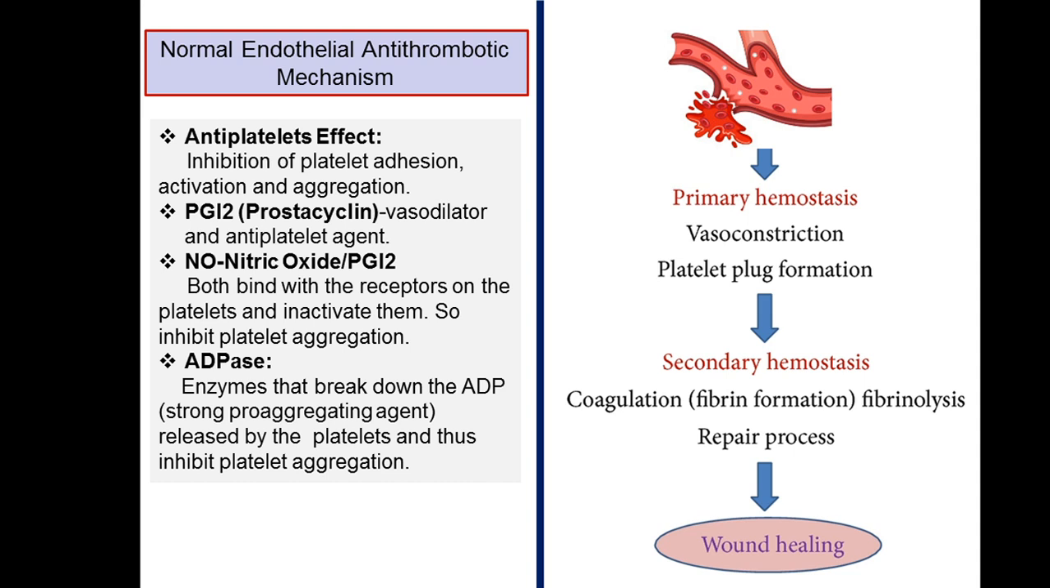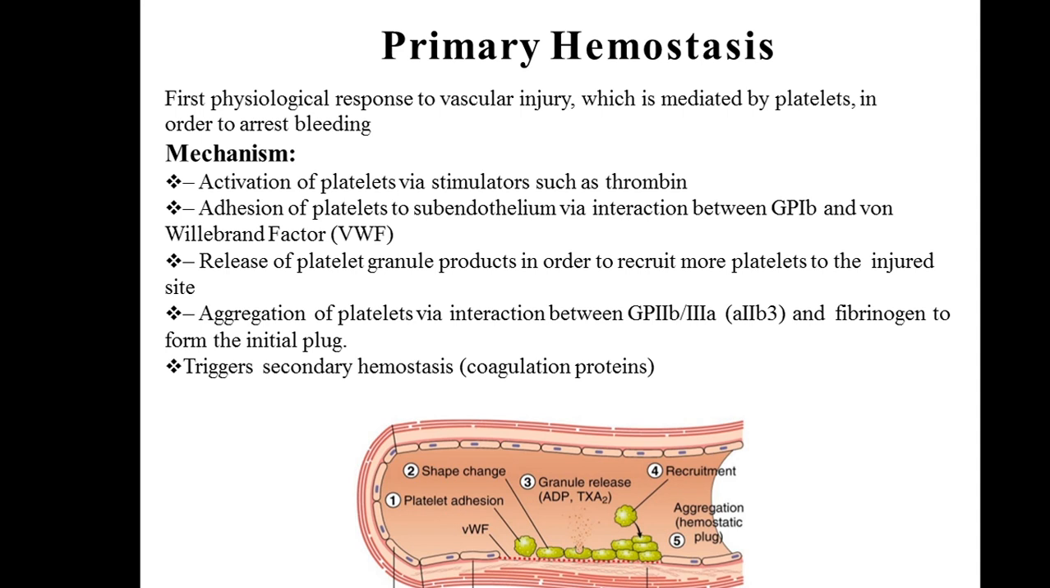Injury of vessels causes activation of primary hemostasis, which includes the vasoconstriction and platelet plaque formation, and after that causes secondary hemostasis, which causes the wound healing and repairing. It also activates the fibrinolytic system. Primary hemostasis is the first physiological response to vascular injury, which is mediated by platelets in order to arrest bleeding.